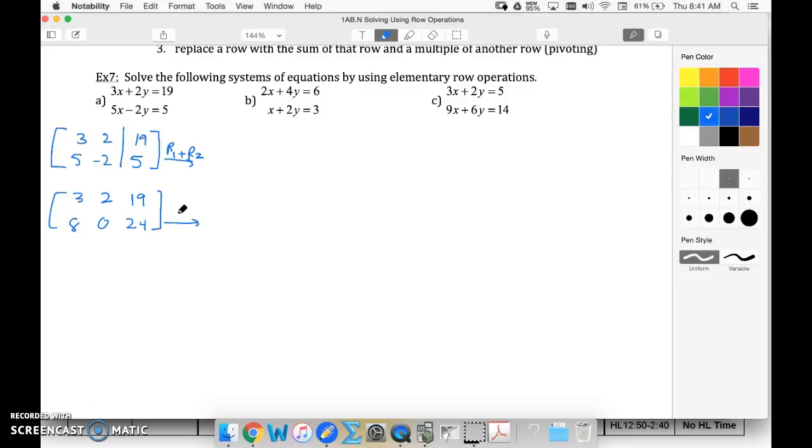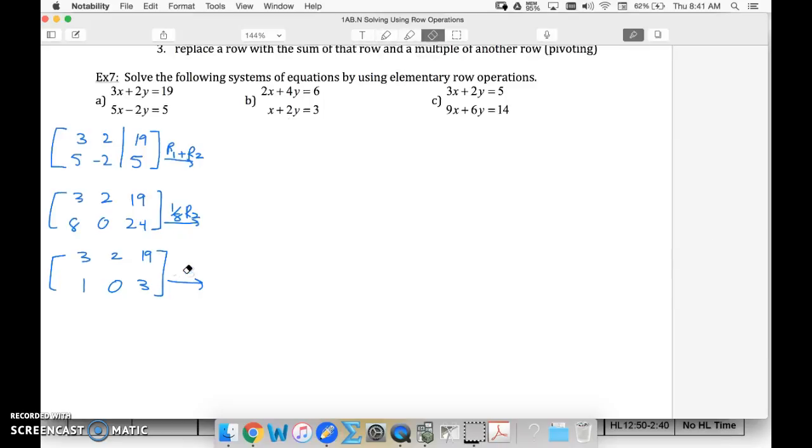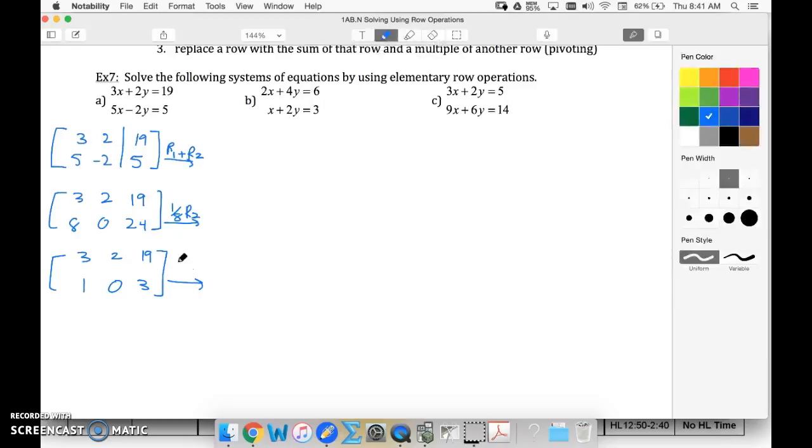Now I'm going to take 1/8 of row 2. So I'm going to scale: 3, 2, 19, 1, 0, 3. Straight away I know that my x value is equal to 3. Now I'm going to multiply this by 3. Similarly, instead of doing 2 steps, I can do 1 step to say row 1 minus 3 row 2. That's going to be faster for me.